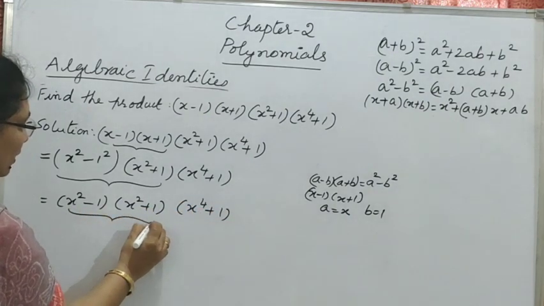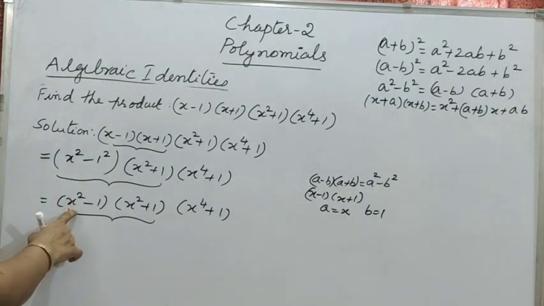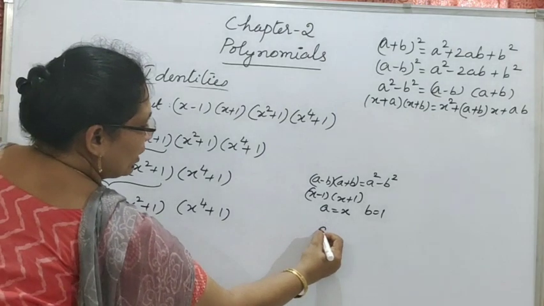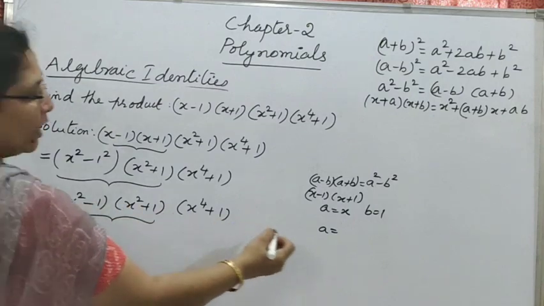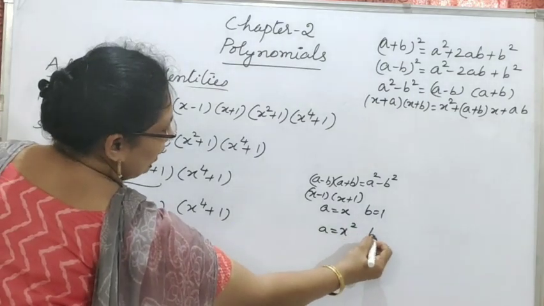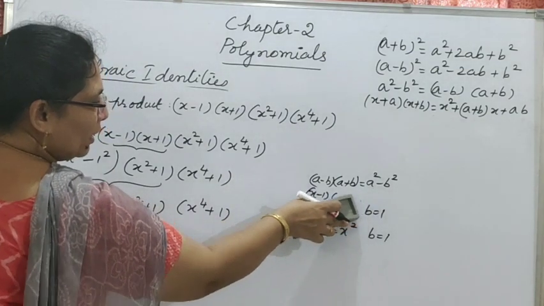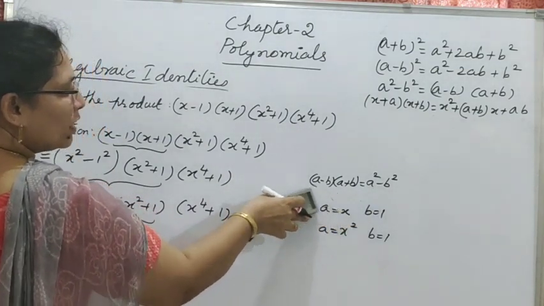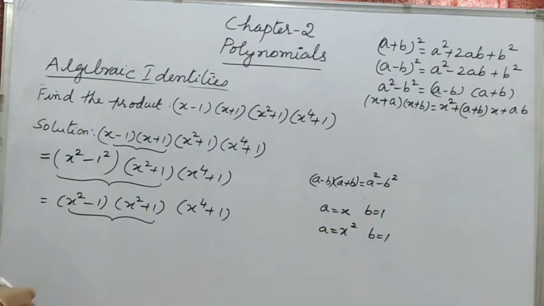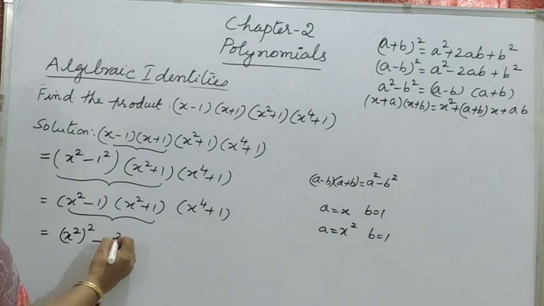So if I consider these 2 brackets, again you can see that it is in the form a minus b into a plus b. So in this step, what is a for us? a is x square. What is b? b equal to 1 for the second step. You can avoid each step; we can just write what a and b are. So a equal to x square now, so a square means x square whole square minus 1 square.